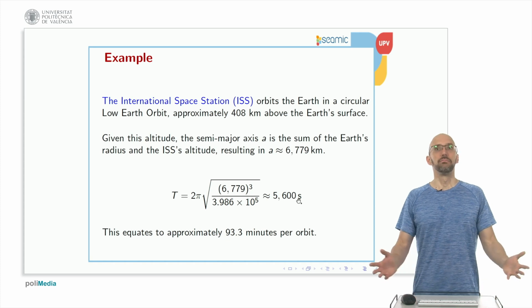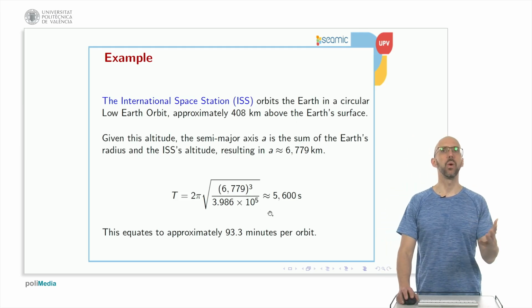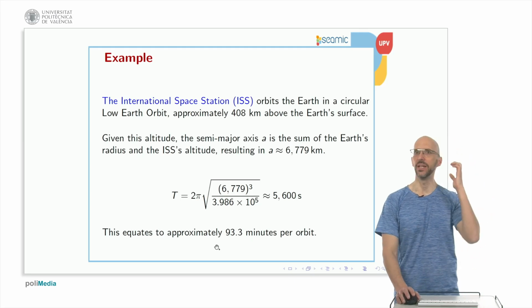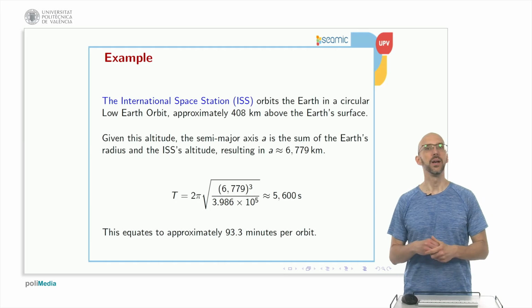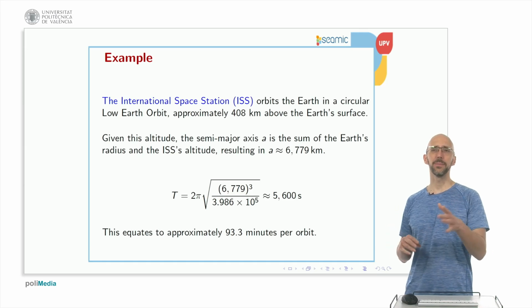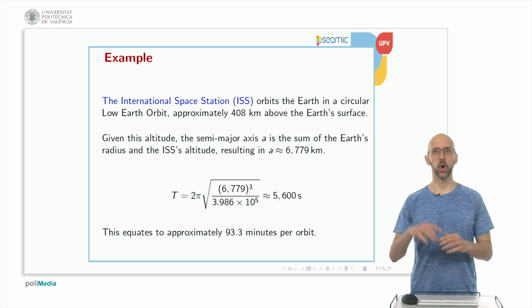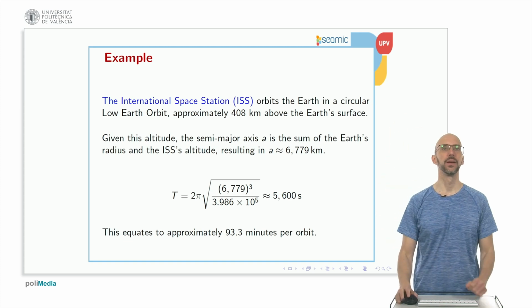5,600 seconds. That is a very strange measure unit. Seconds doesn't make sense for us. What about in minutes? Okay, 93.3 minutes. That makes much more sense. Okay, we can calculate how long it takes the International Space Station to complete one full orbit. So it's going very fast. It's 93 minutes to complete a whole orbit around the Earth. That makes around 15 complete cycles around the Earth in one day.